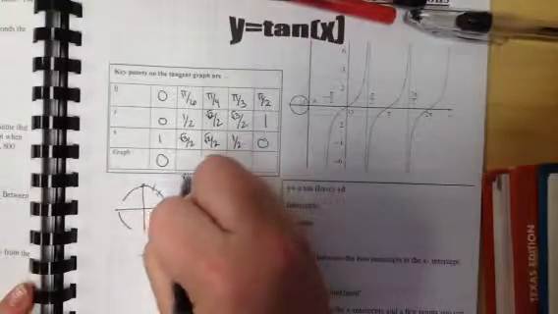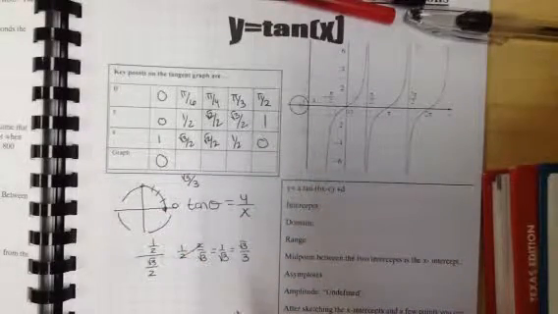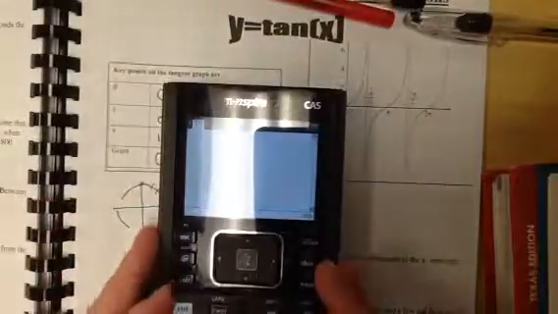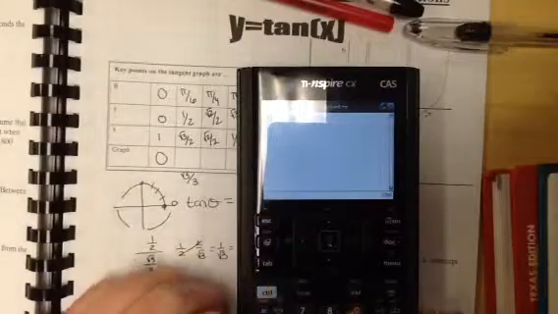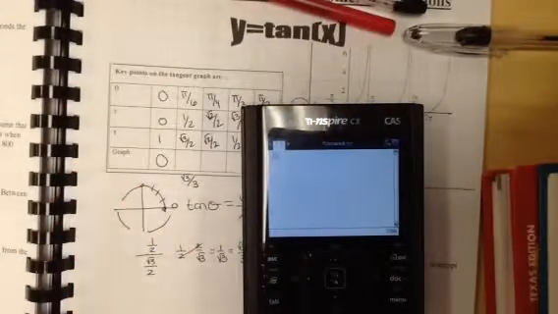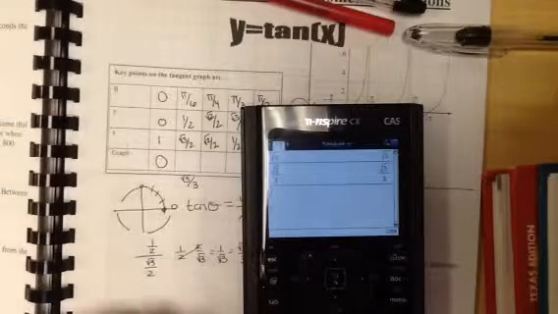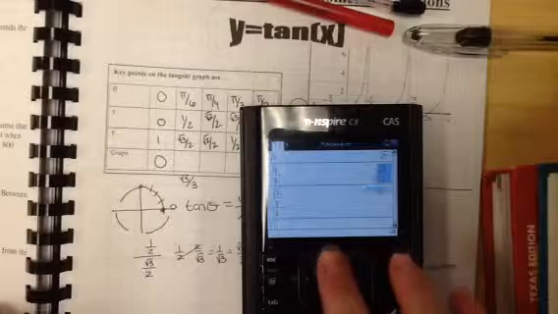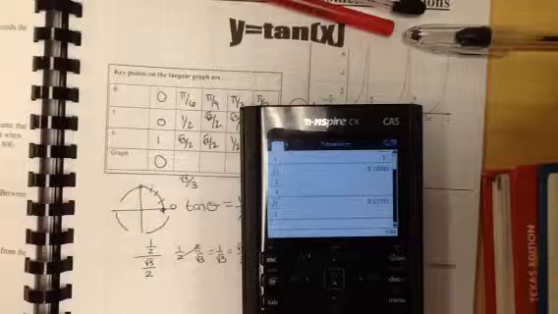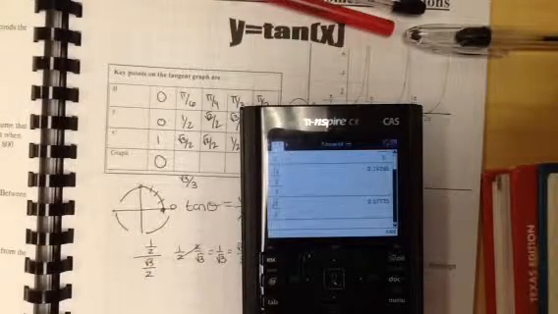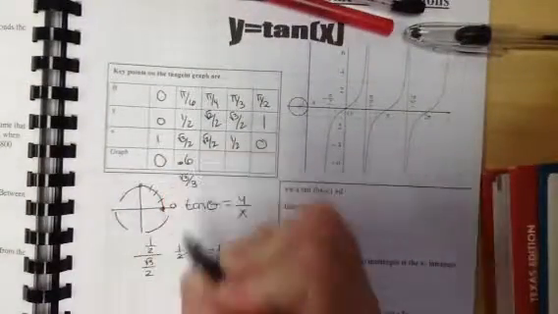You could graph root 3 over 3 up here, but because we're graphing, I'm going to do the decimal approximation. On my calculator, just so you know I didn't make this up, I'm going to do the square root of 3, enter, and divide that by 3. If you press Control and then Enter on your calculator, it gives about 0.577, so I'm going to call it about 0.6 to make our answers a lot easier to deal with. So in my table right here, I'm going to put 0.6.